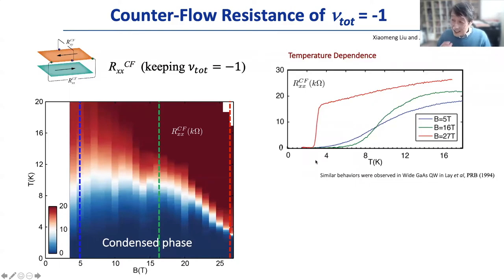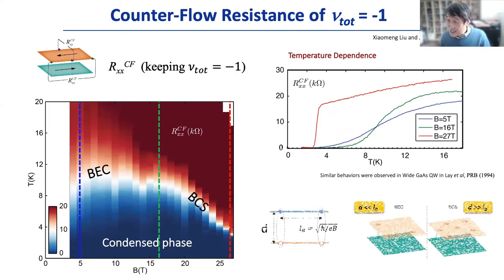Although this is an analogy, indeed, if you look at the details of the analysis, that's right. And this is more like the BCS type of transition, and here, the low magnetic field is more like the BEC type of transition, as is expected. And that actually makes sense because here in the magnetic excitons, the distance between the magnetic excitons can be controlled by the magnetic length, and magnetic length is inversely proportional to the square root of B, such that here you have a very small magnetic length, which means that the distance between the magnetic excitons is close.